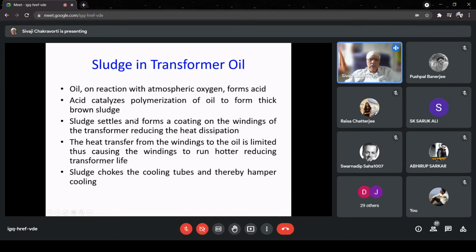Now there is a very common impurity that comes in the transformer oil, which is called sludge. Now, what is sludge? Sludge is formed due to, as I said, oxidation, and because of that some organic acids are formed. That oil, whatever its composition, breaks down and some organic acids are formed.